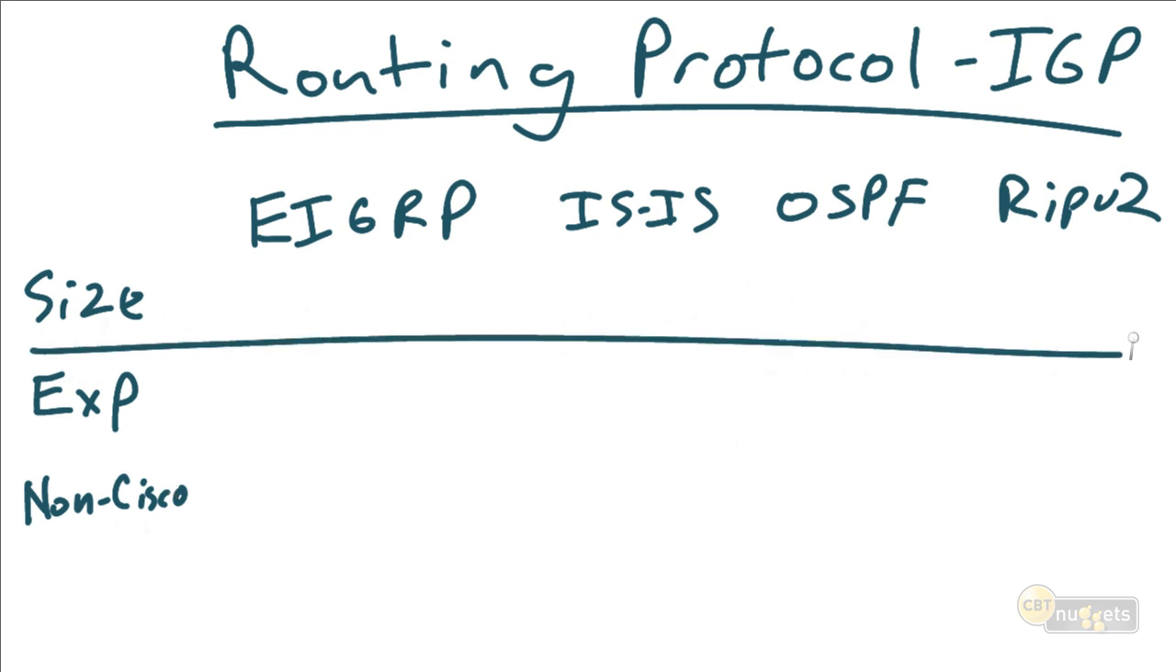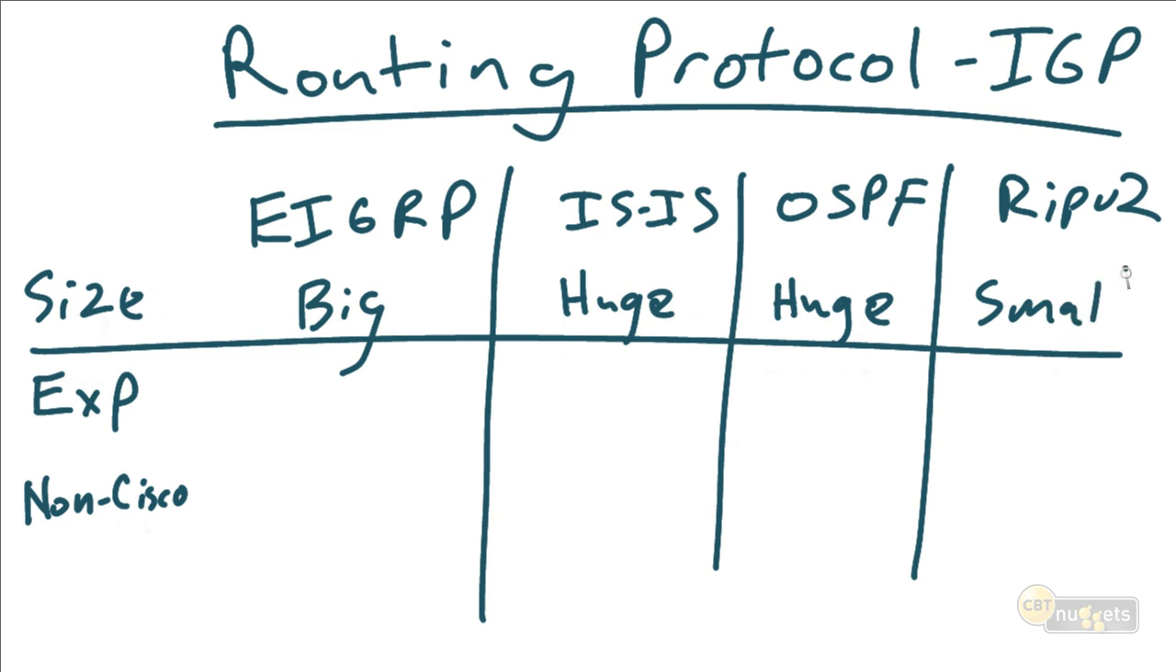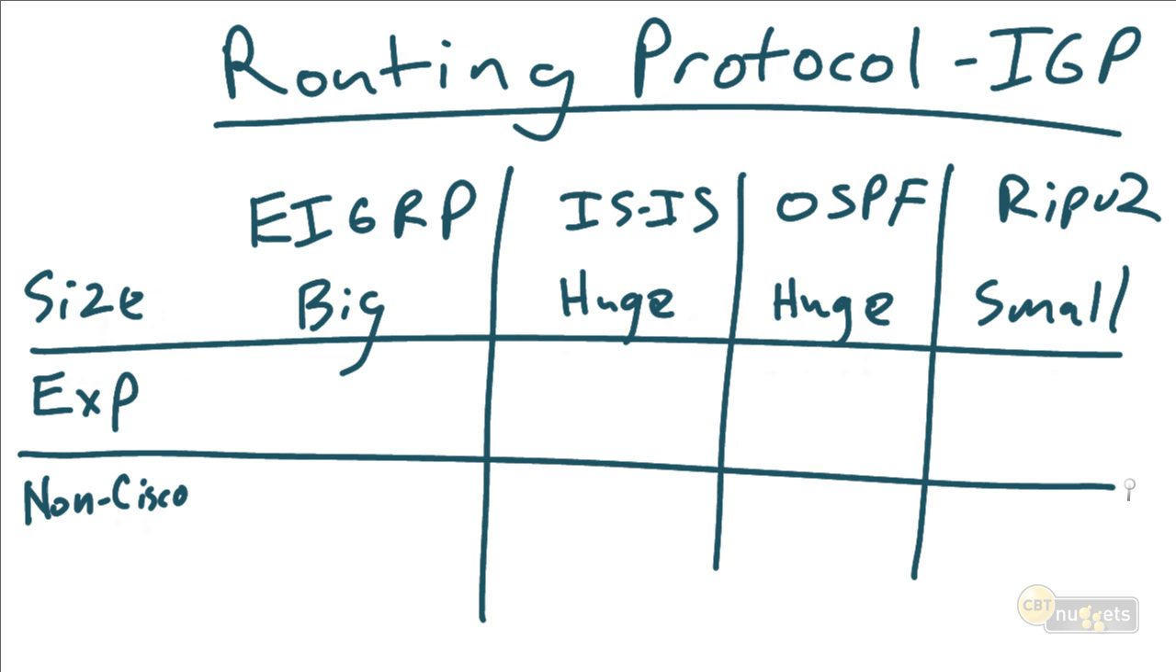So for instance, on size for EIGRP, well, it can be a big network. For size on ISIS, it can be a huge network. For size on OSPF, it can be a huge network. And for RIP version 2, of course, it's going to be limited to a small network. How's the company on experience really when it comes to these routing protocols? They may be an A plus on EIGRP. They may be an F on ISIS. They may be a D on OSPF. They might be an A plus on RIP version 2.